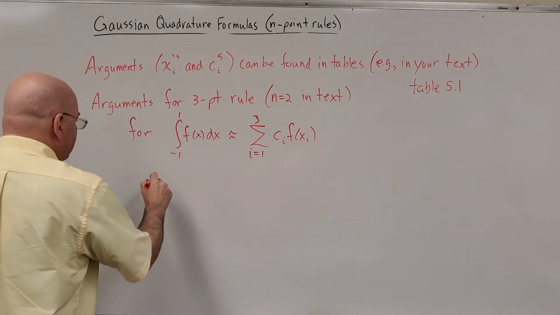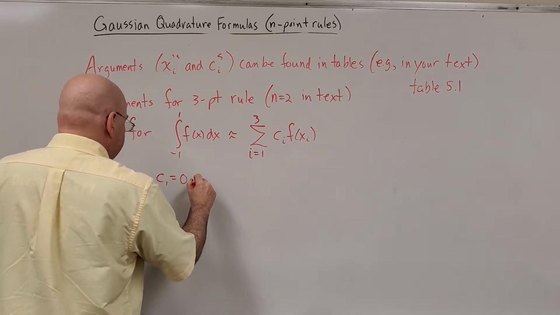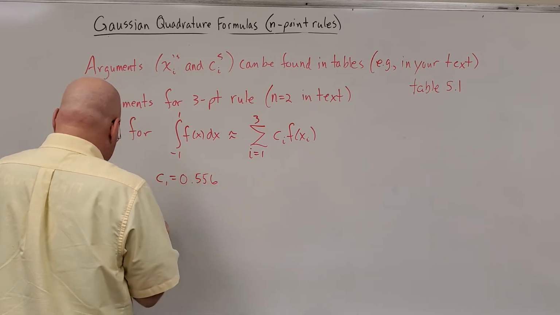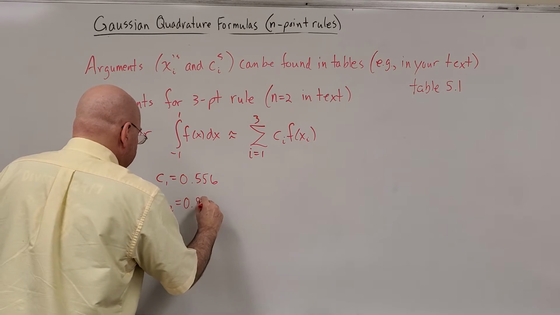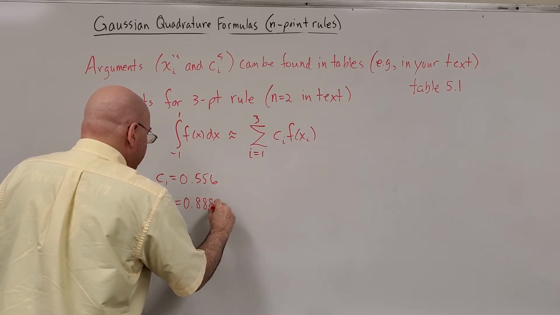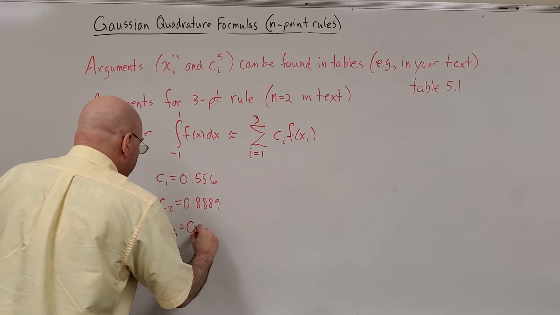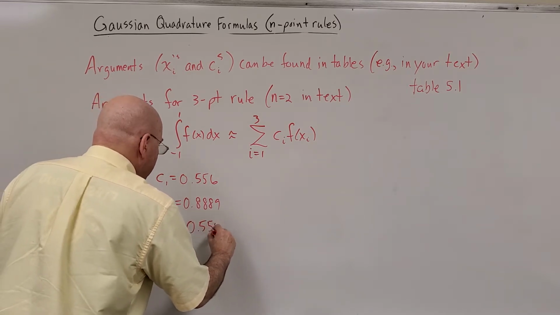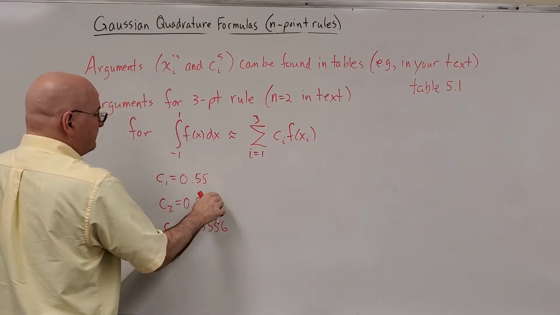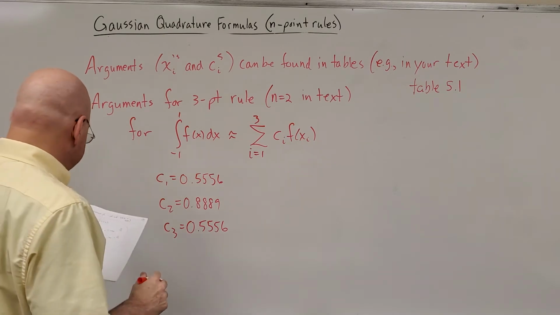C1 f of x1 plus C2 f of x2 plus C3 f of x3. And from the table, you can get the following. C1 is 0.556. C2 is 0.8889. C3 is 0.556. I left one out here. These are truncated values. They're not exact.